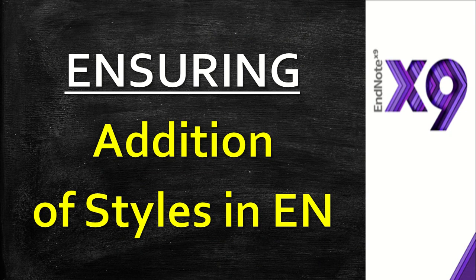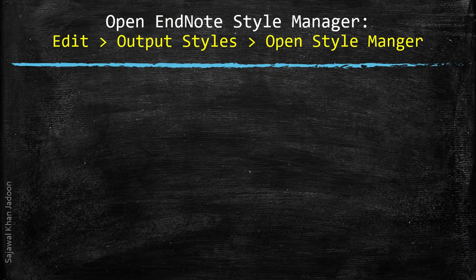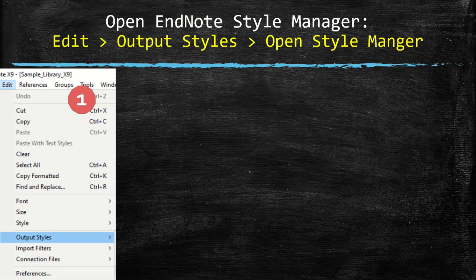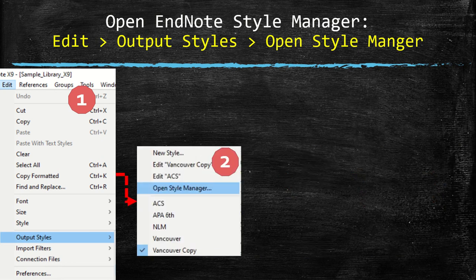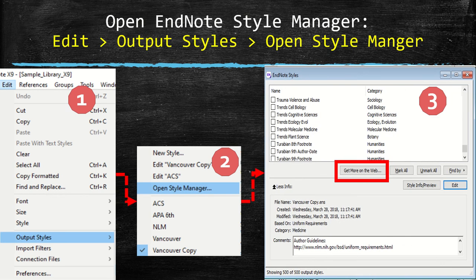Ensuring addition of styles in EndNote. All styles in EndNote can be found in Style Manager. To open Style Manager, click Edit in the menu bar. Click Output Styles. Click Open Style Manager. The Style Manager window will pop up.